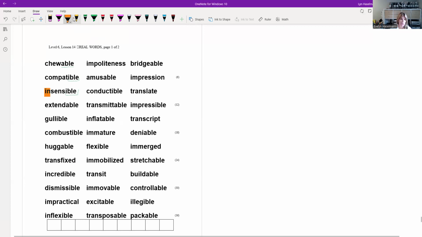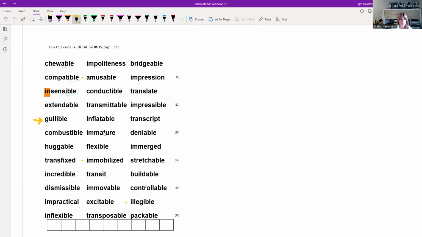I would again check for a few words that they might not understand with regard to vocabulary. So gullible would be a good one. Immobilized, a lot of students ask me about that one. Amusable, that's kind of a weird word. We don't use that very often. And illegible is another one they ask me about sometimes.